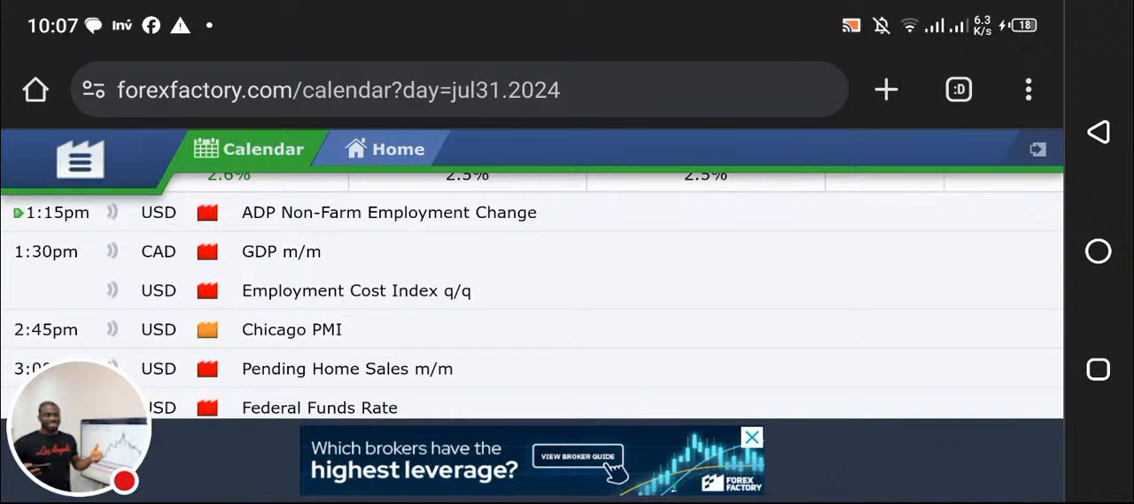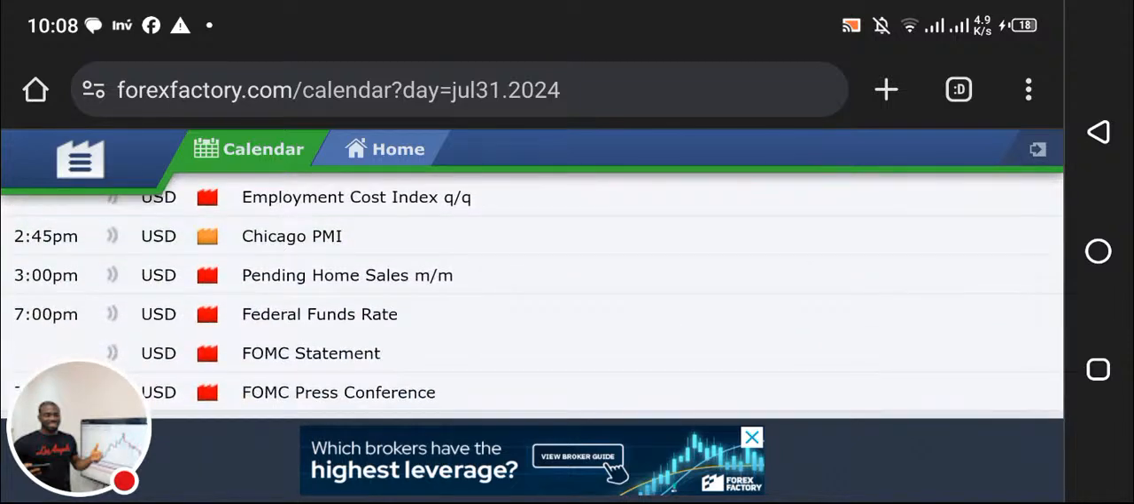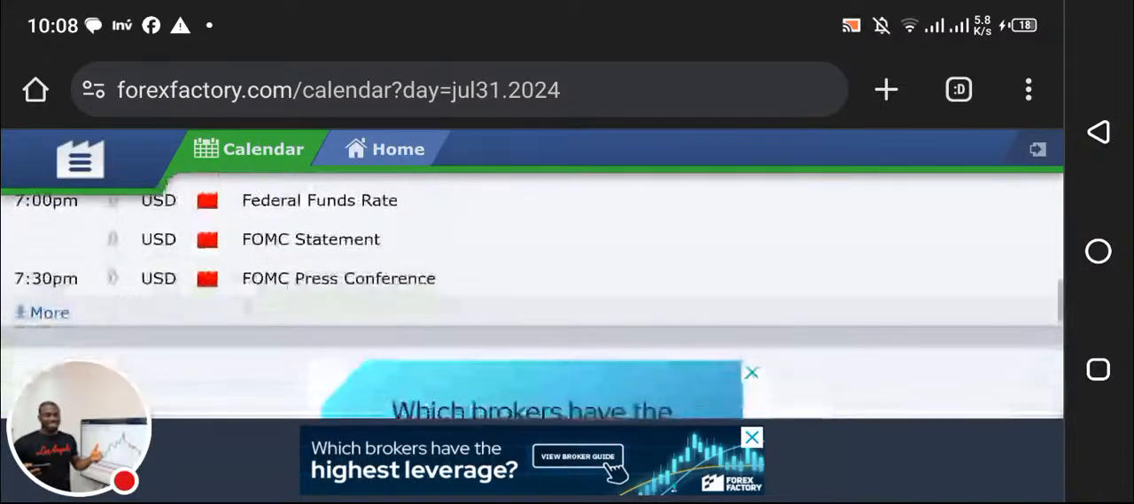By 1:15 p.m., ADP non-farm employment change will be released. The forecast is 147 and the previous was 150, so they're expecting a decrease. Let's wait for the actual to be released. Then by 3, there are a lot of major news coming from the United States today, a lot of major news.